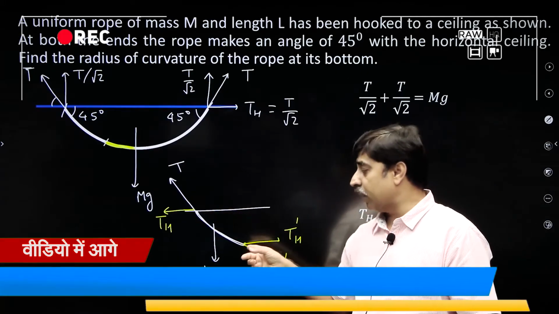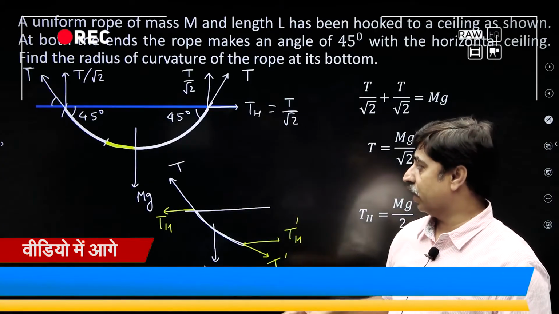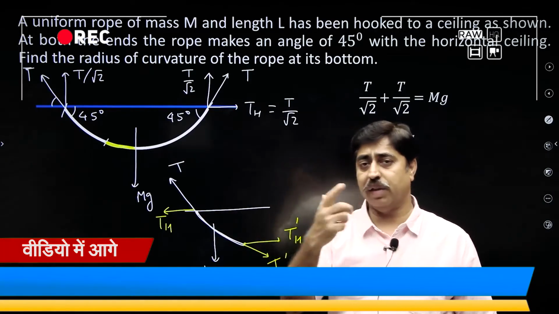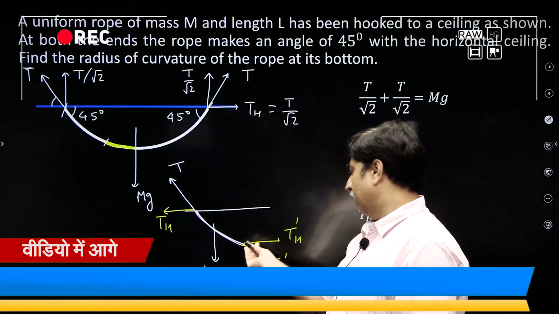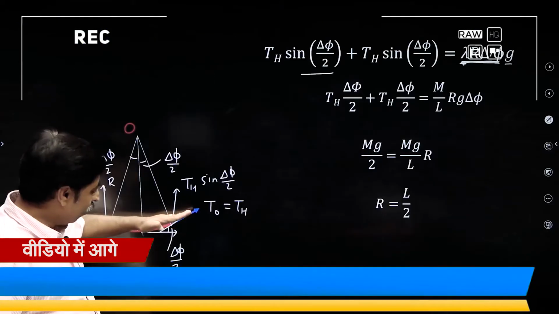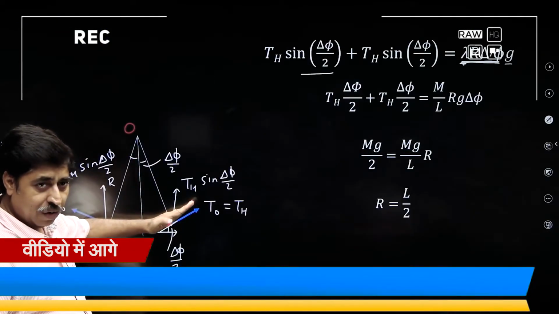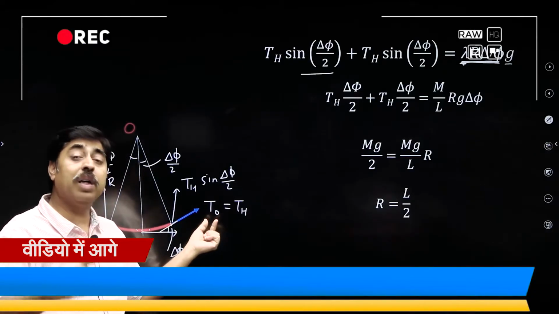Otherwise, how is the equilibrium of this segment possible? For horizontal equilibrium, it is necessary that this segment should not experience any horizontal force. So, the component of tension in the horizontal direction here and the component of tension in the horizontal direction here should be equal. It is almost horizontal. The component of this tension in the horizontal direction is, if the tension is T naught, T naught cos delta phi by 2.